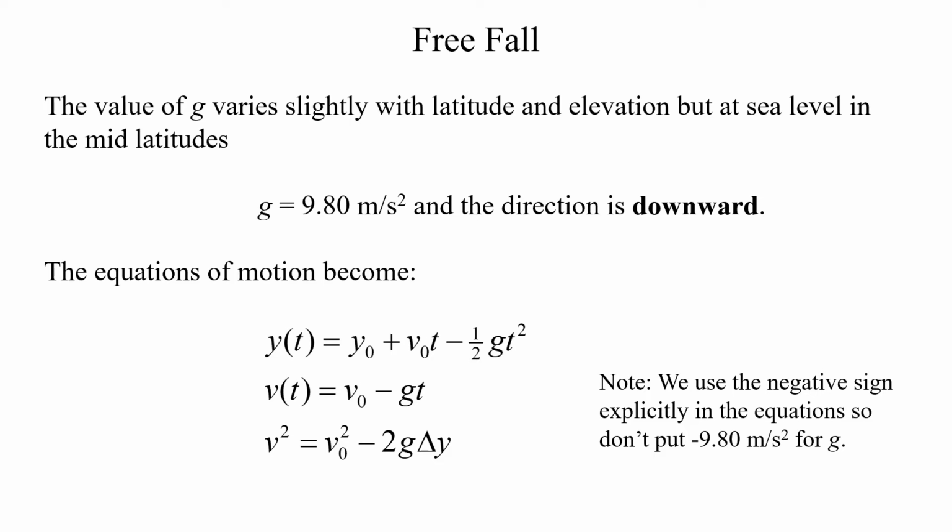Okay, so here's our first example. You drop a stone from a high cliff and it falls 48 meters below. So part A, we want to find how long does it take to fall to the ground, and B, how fast will it be going when it hits the bottom.